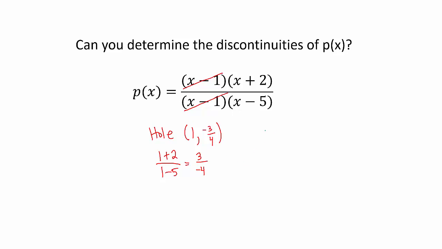And I'm switching color for my other discontinuity, which is coming from right here. That means we have a vertical asymptote at x equals 5. So there are 2 discontinuities.